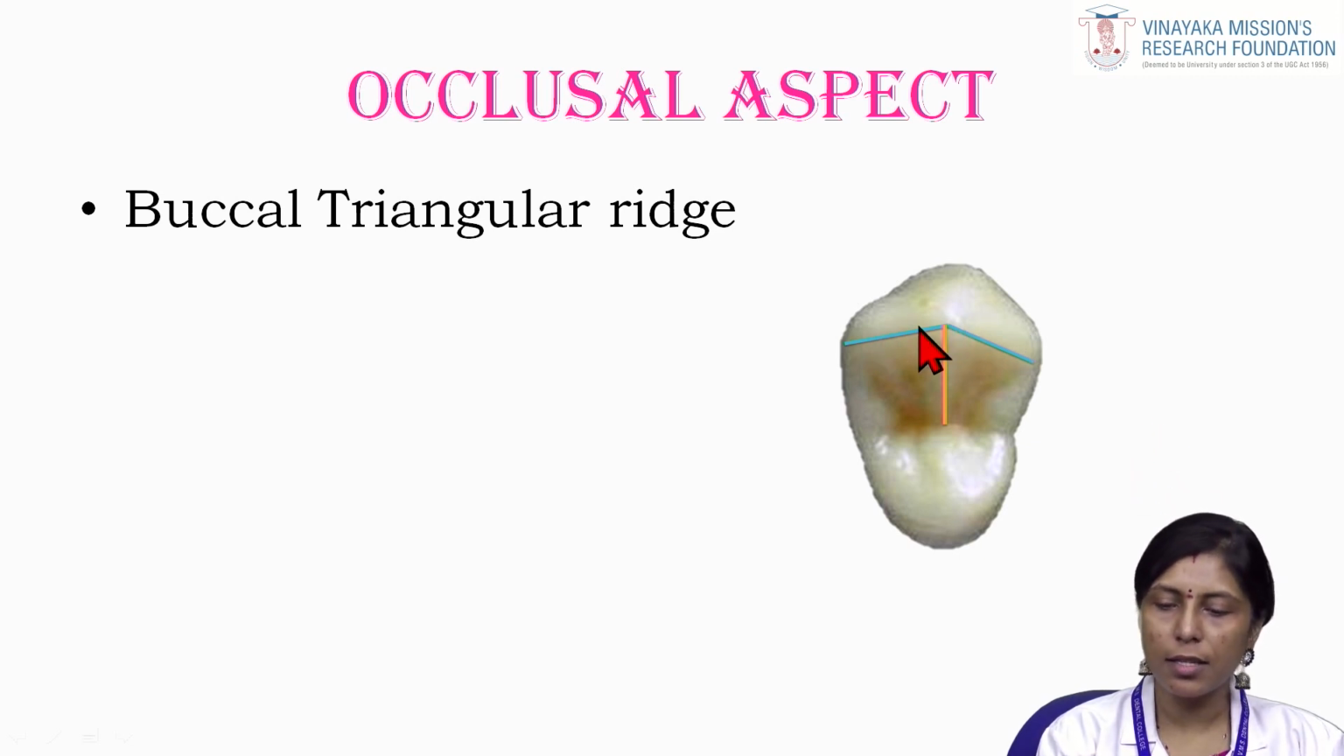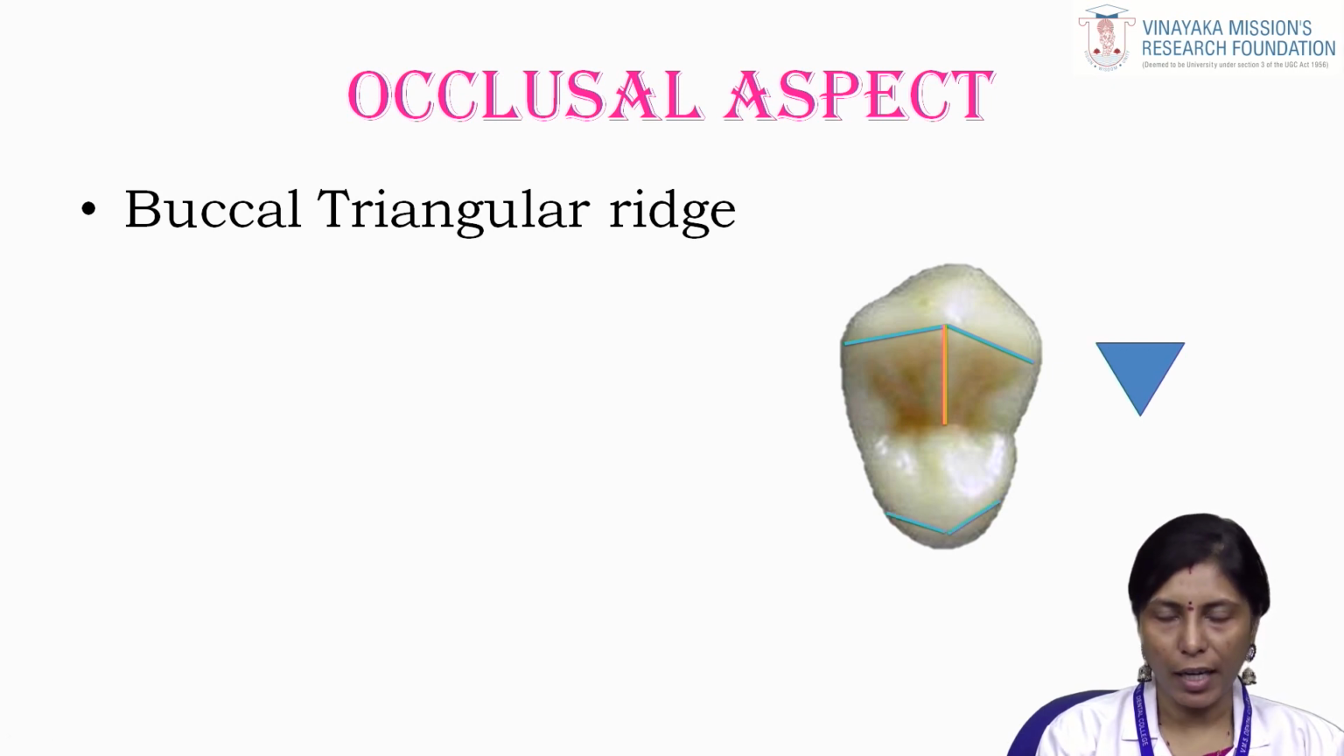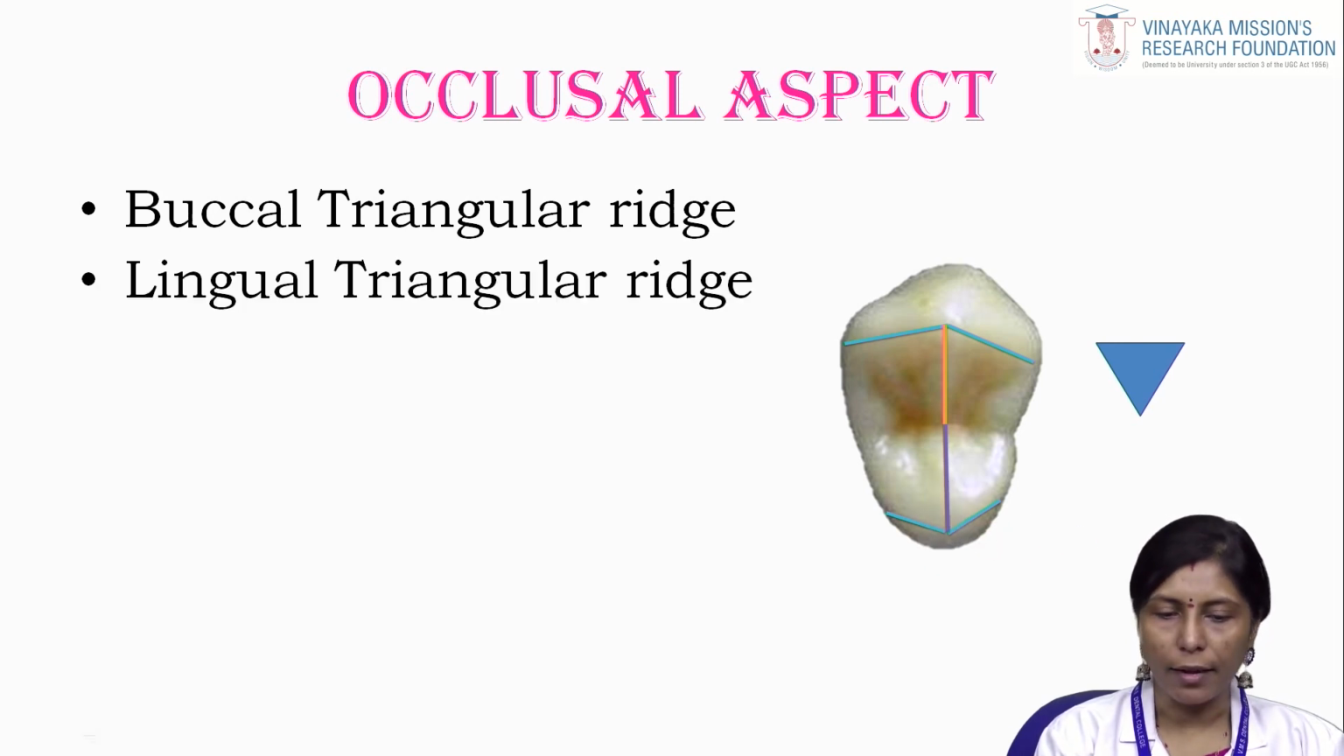I have already said this is the cusp, right, the buccal cusp. So the mesial slope of the buccal cusp and the distal slope of the buccal cusp are going to form a triangular ridge, that you call the buccal triangular ridge. So the triangular ridge in the buccal cusp, you call the buccal triangular ridge. Likewise, the mesial slope of the palatal cusp and the distal slope of the palatal cusp are going to form a lingual triangular ridge or palatal triangular ridge.